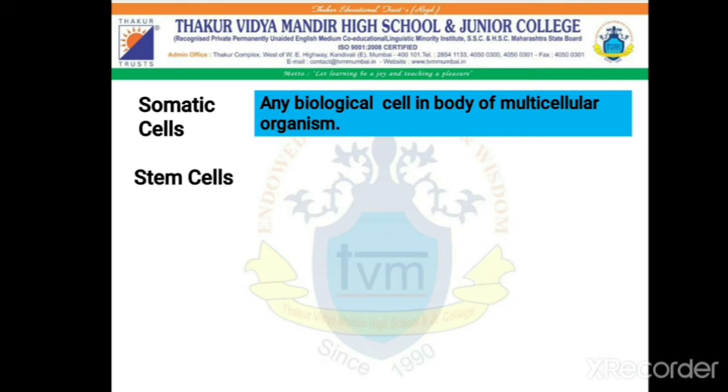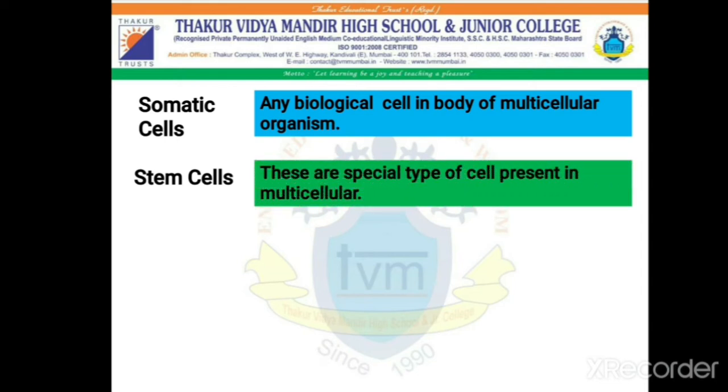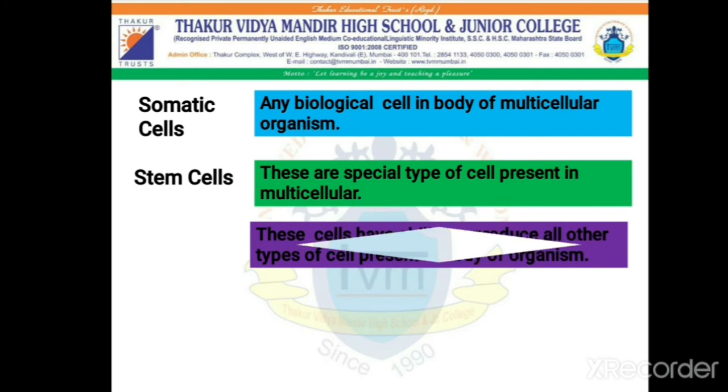Second is the stem cells. Stem cells play a very important role in our body. These are the special type of cells which are present in multicellular organisms. These cells have the ability to produce all other types of cells present in the body of an organism. That means in our body, any other organ can be formed by using these cells. That is the reason stem cells are said to be very important cells in our body.